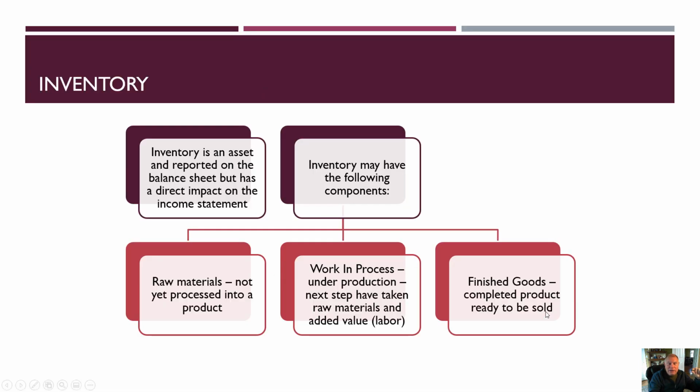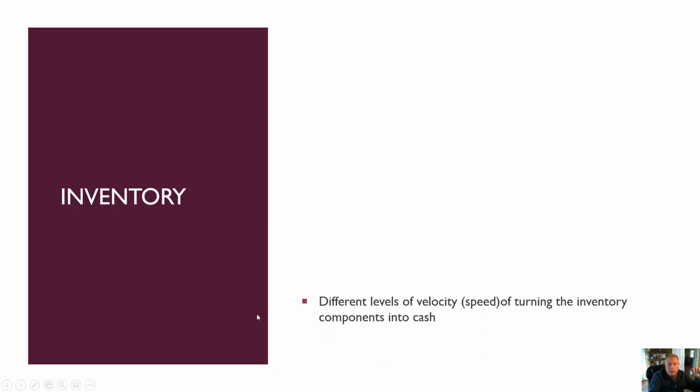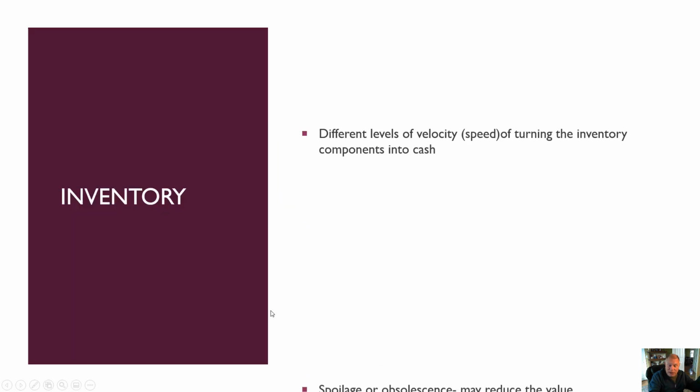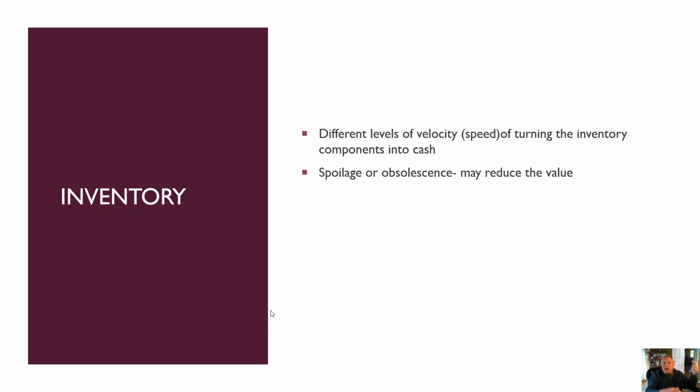The other thing is how valuable each step is. So we got the speed, the velocity. Spoilage or obsolescence may reduce value. The longer you have materials, inventory, it may spoil. Pretty obvious if you're in a restaurant business. If you don't sell fish at a certain period of time, it will spoil, fresh fruits and vegetables. Obsolescence, the same thing. It may reduce the value.